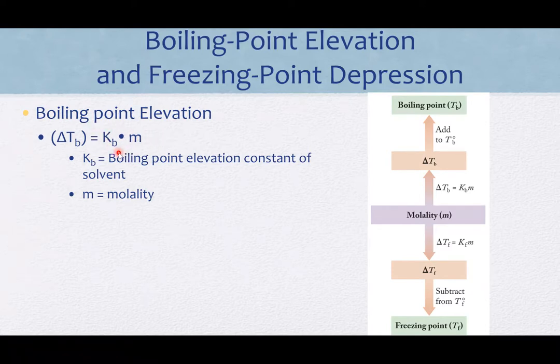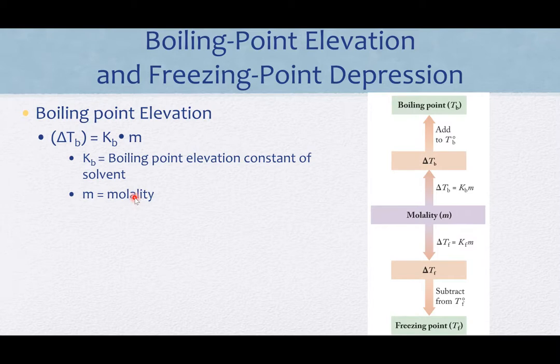The first variable is the boiling point elevation constant of our solvent. So this is going to be a constant. This is going to be a number that's either given or something that you can look up. Boiling point constants have been very well studied, and so we've got a whole table, a whole list for the common solvents that we're going to use. So, for example, water is one that's very well known, and so we'll be able to use that one over and over again. The second variable is molality.